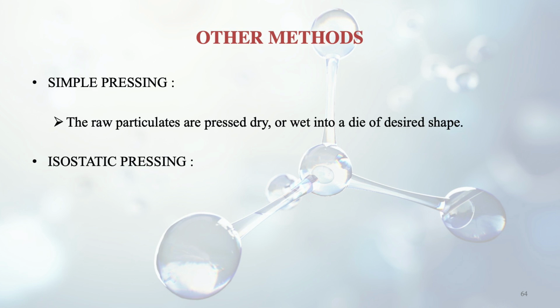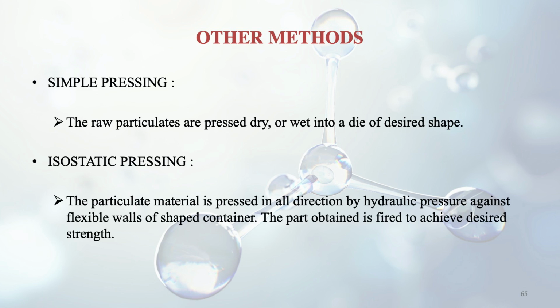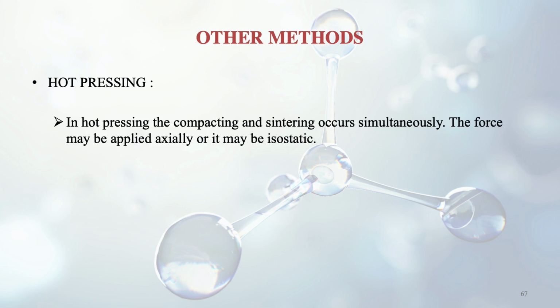When we have isostatic pressing, here particulate material is pressed in all directions by hydraulic pressure against the flexible walls of a shaped container. So we take a shaped container, and we apply pressure from all directions equally. And the part obtained is fired to achieve the desired strength. And the final method is hot pressing. In hot pressing, the compacting and sintering occur simultaneously. The force may be applied axially or it may be isostatic.